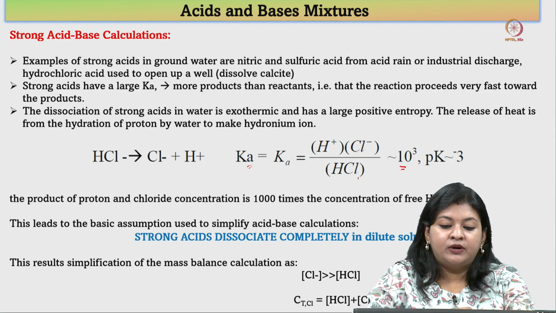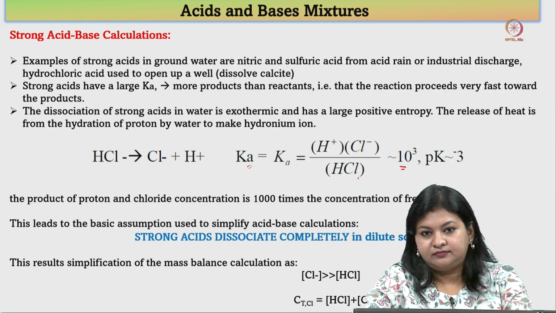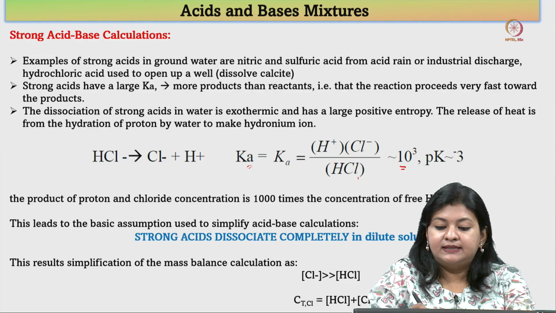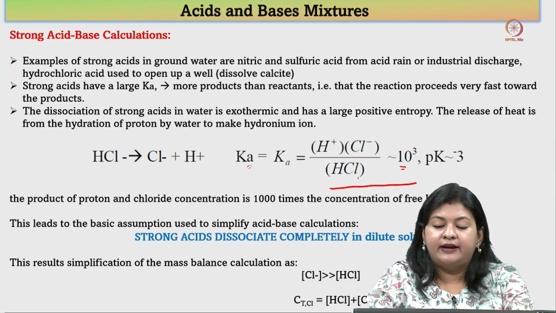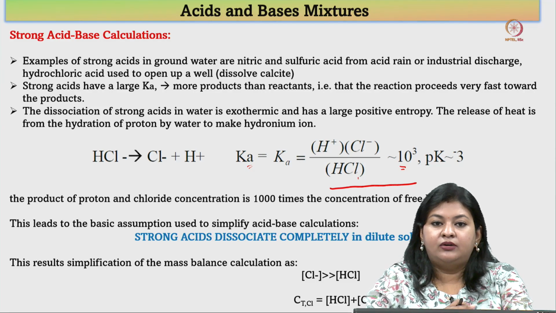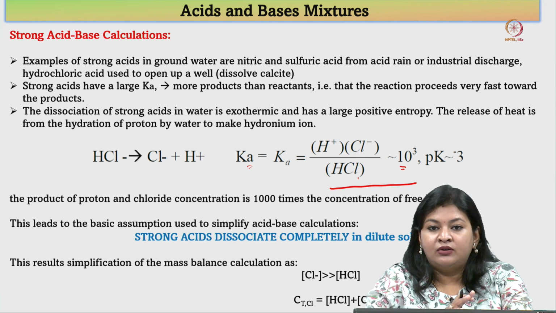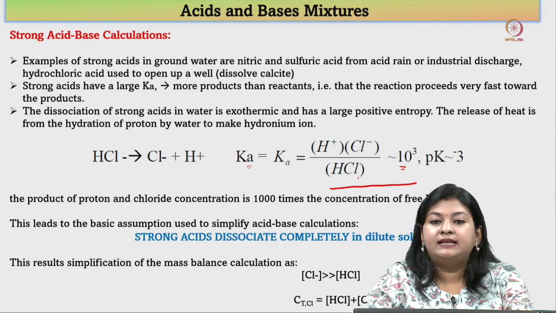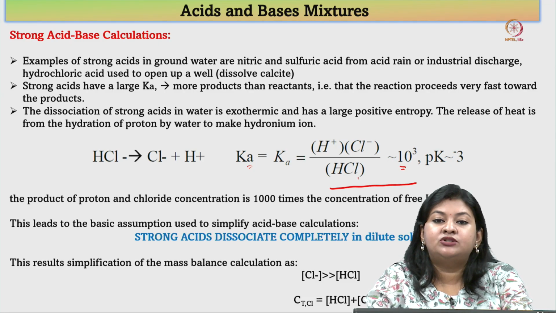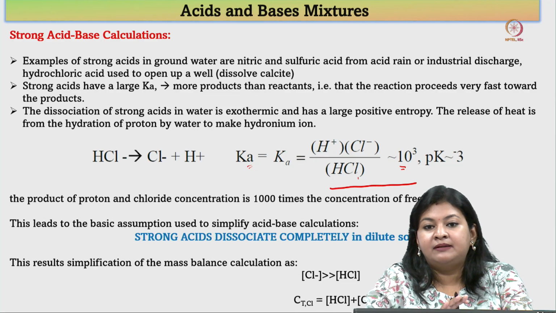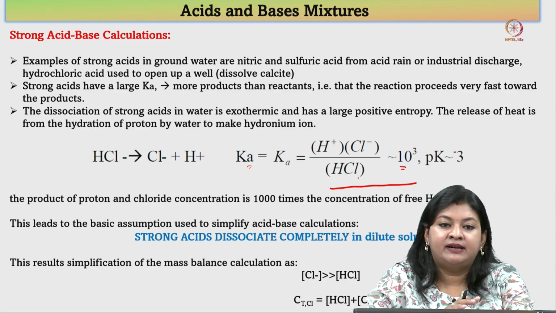So, what does this equation mean? This equation means that the product of the hydrogen ion and the chloride ion is 1000 times the concentration of free HCl in water. That means basically the free HCl is negligible. It is 1000 times more available as H plus and Cl minus.